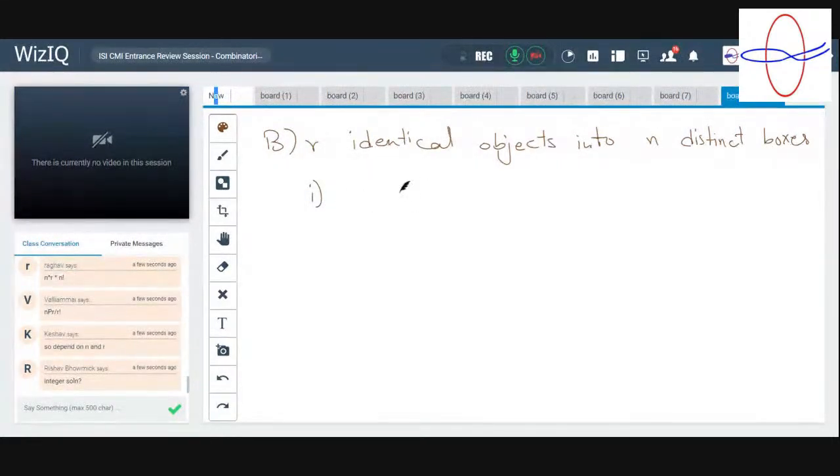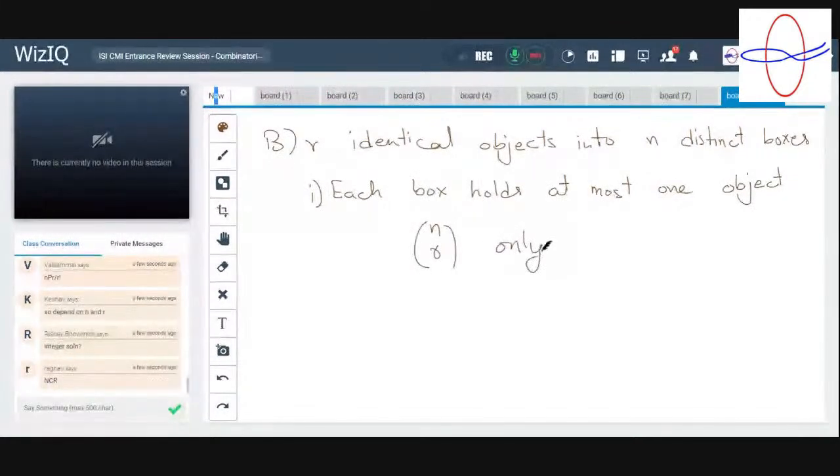So subcase 1, when each box holds at most one object. Let's start with that and come to the other one at the end, because that answer is slightly weird. So obviously this solution is n choose r, only when r is actually smaller than n. Otherwise it would be 0, because you would have objects left over. Fine.